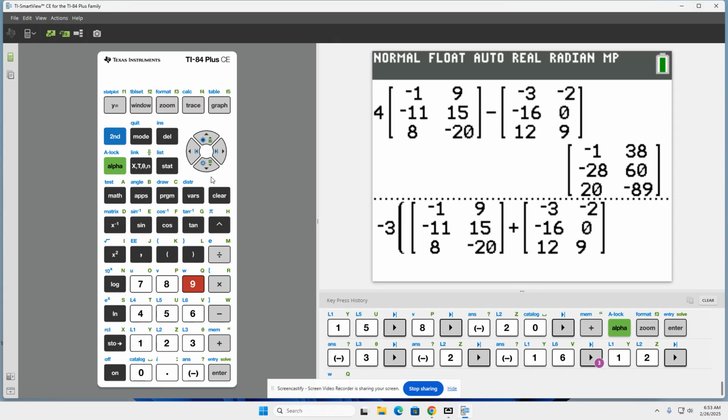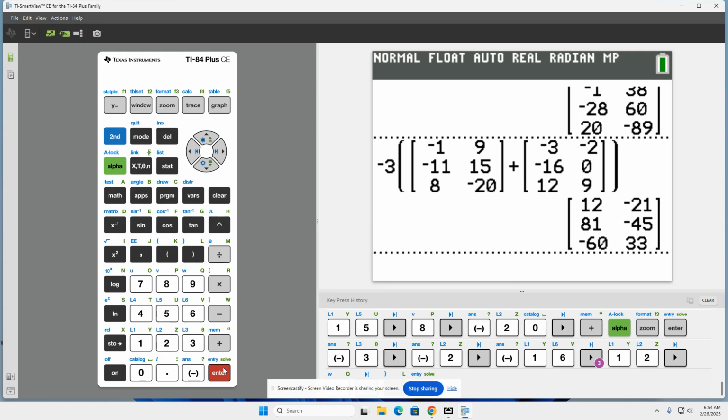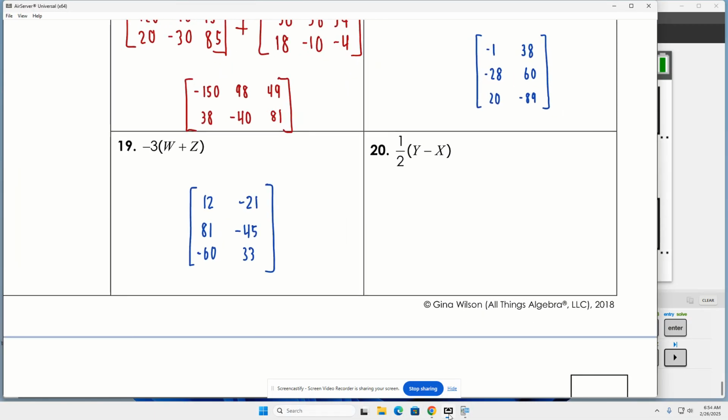And your calculator will do all the work. I'm going to close out the parentheses, so it's going to do the adding first, and then it's going to scale everything by multiplying by negative 3. So my answer for this one is another 3 by 2, and it is 12, negative 21, 81, negative 45, negative 60, and 33. So again, that's how you do this. It's pretty simple. If you want to go type in number 20 in your calculator, you can.